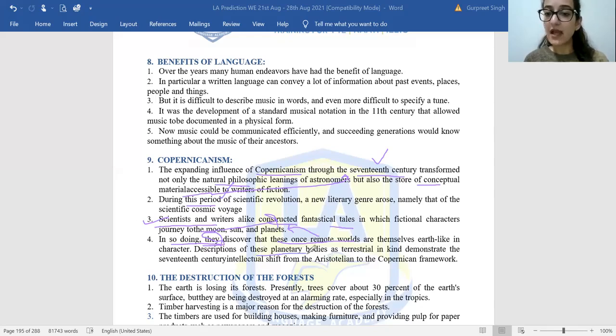Descriptions of these planetary bodies, again, planetary bodies would definitely be moon, sun, and planets. So again, what is important is these is important, they is important, in so doing is important, this period is important, not this Copernicanism, whatever it is, conceptual material, natural philosophy, astronomers, these are not important. And this is what you need to take care of.